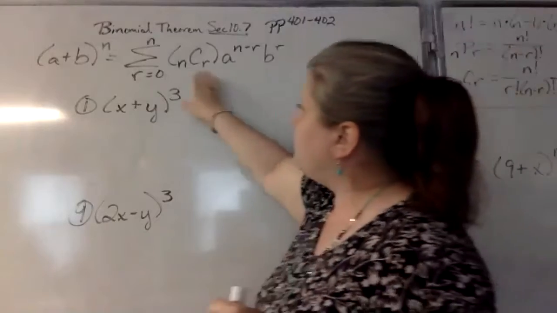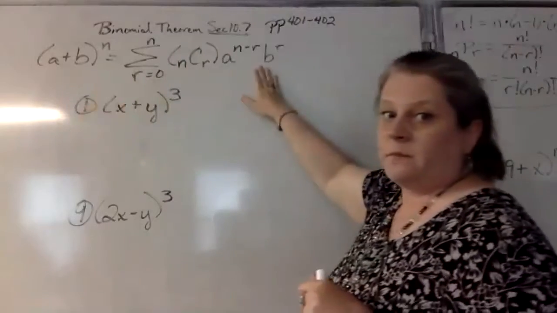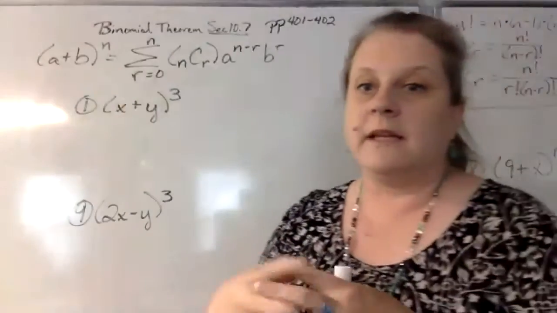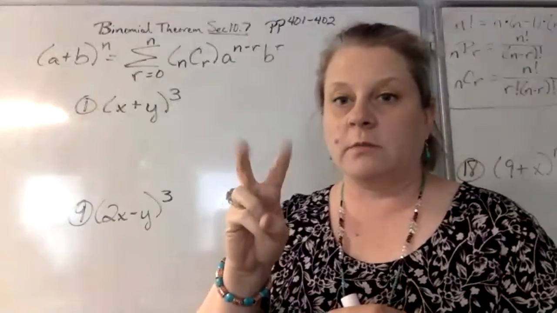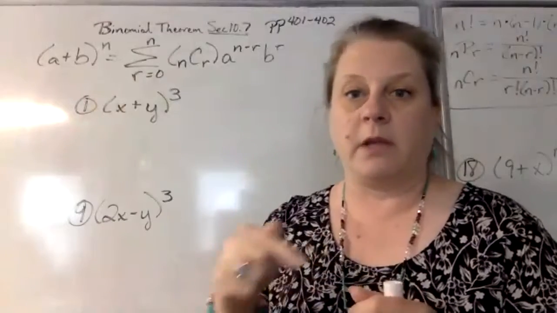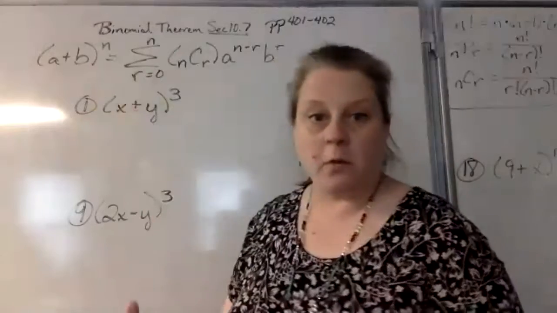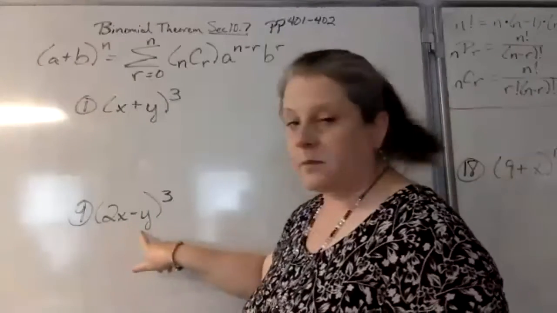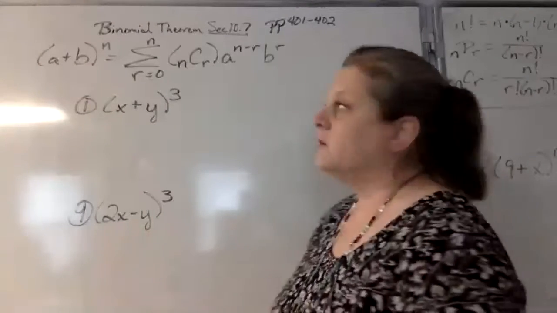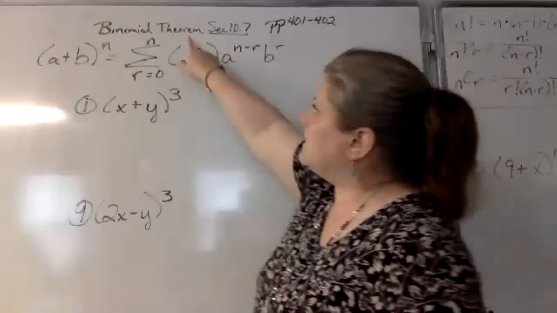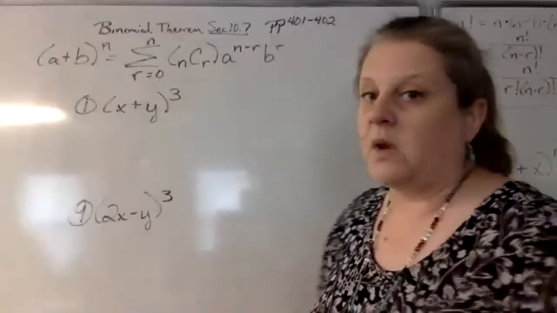I also have the theorem written up here. Remember, a binomial is something that is 2 terms joined together with either a plus or a minus sign. So for example, x plus 3 is a binomial. 2x minus y is a binomial. So that's what we're doing, is binomial theorem, okay?